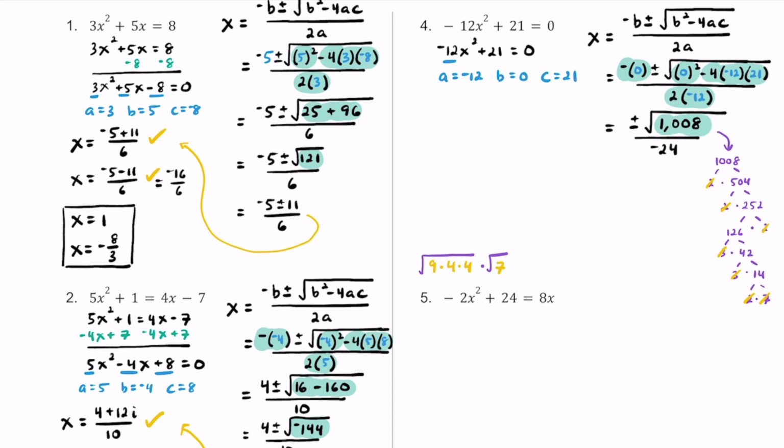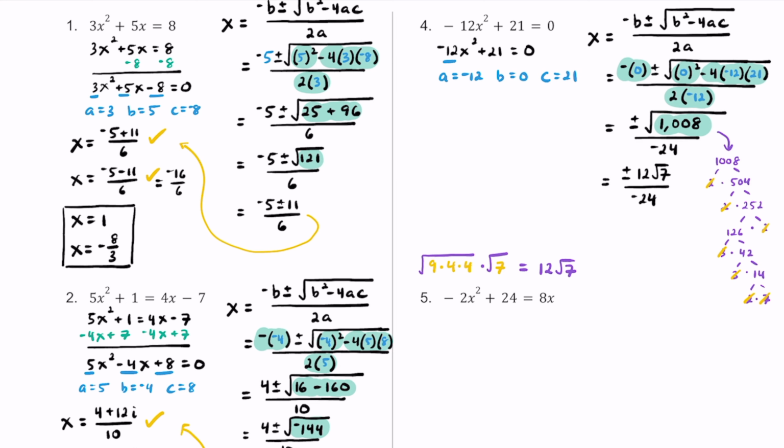Okay, so the square root of 9 times the square root of 4 times the square root of 4, that's going to be 3 times 2 times 2. 3 times 2 is 6 times 2 is 12. So this is really going to just be 12 times the square root of 7. Now that we know the square root of 1008 is equivalent to 12 root 7, we can substitute that back in. So this is plus or minus 12 root 7 over negative 24.